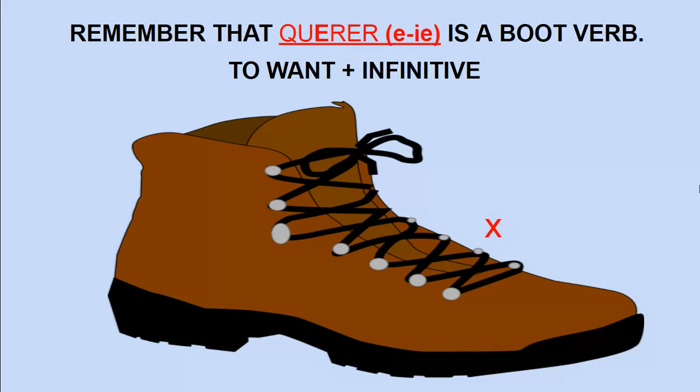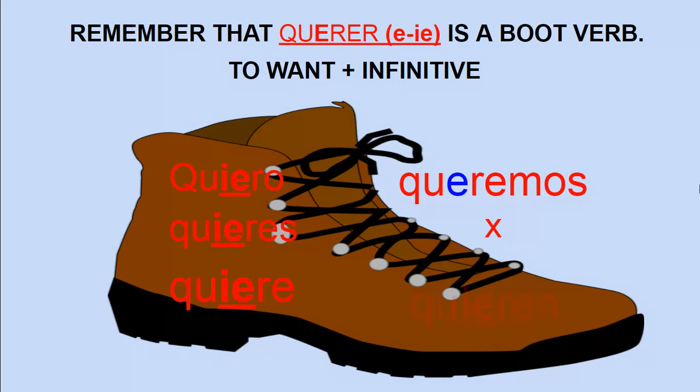The next one's going to be the verb querer. And querer is also an E to IE boot verb. And this one means to want to. So it's quiero, quieres, quiere, queremos, and quieren. So notice on the inside of the boot, all the E's change to an IE. And on the outside, it's just a plain old E. We're going to add an infinitive after it, and it's going to mean to want to do something.